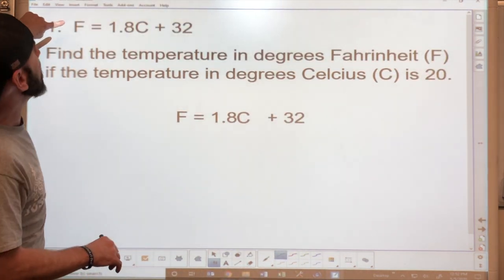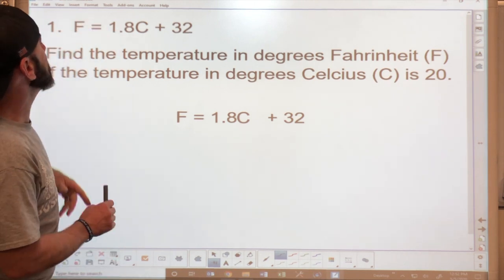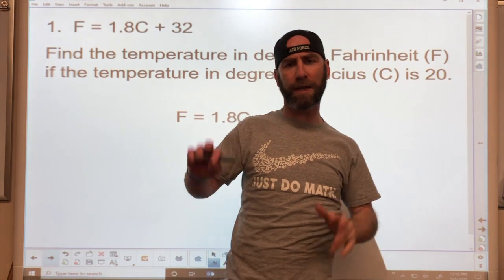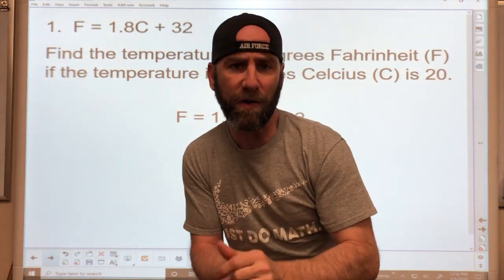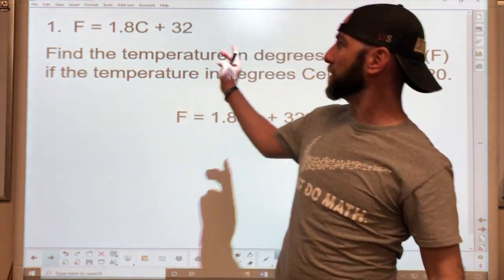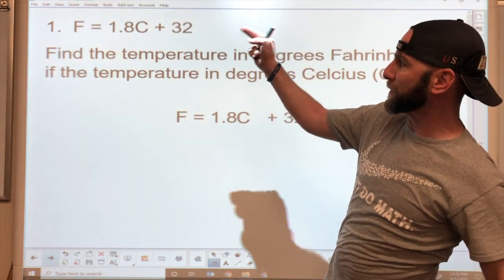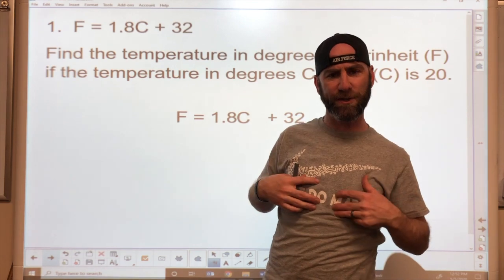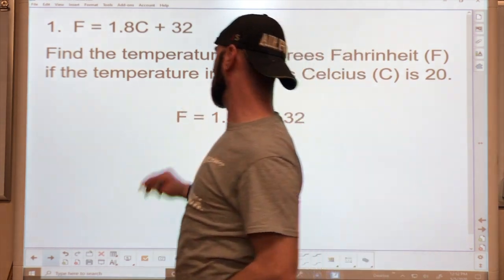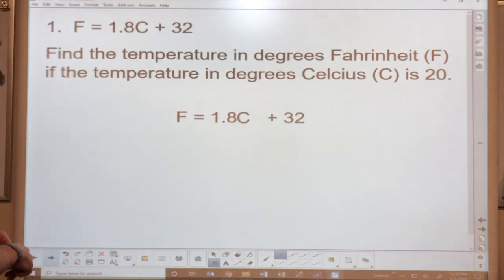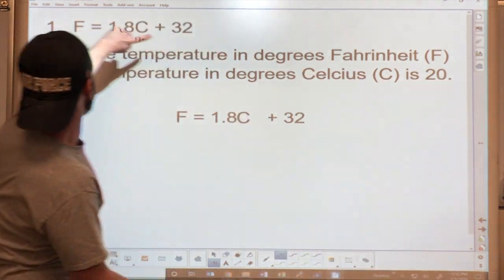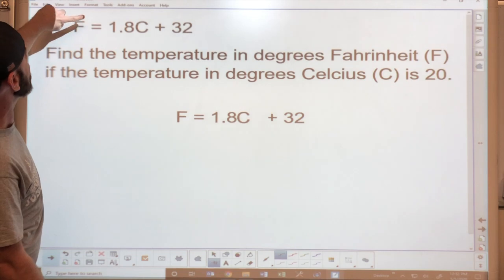This formula right here helps us convert temperatures. So if I were to say the temperature outside is 25 degrees Celsius, this converts the temperature into degrees Fahrenheit, which is what we're used to in America. So let's take a look. Find the temperature in degrees Fahrenheit, which is F. You can see the F right there. That's the variable for Fahrenheit.